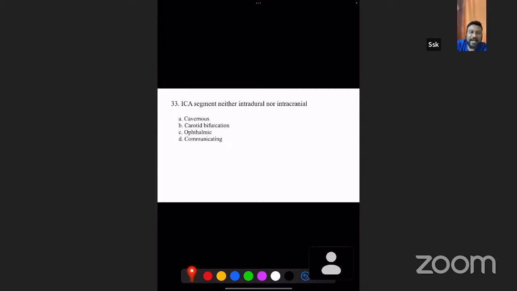ICA segment that is neither intradural nor intracranial. Is it option A, cavernous? Option B, carotid bifurcation? Option C, ophthalmic segment? Option D, communicating? So all these are actually intradural and intracranial, except the cavernous segment, which is going to be interdural.